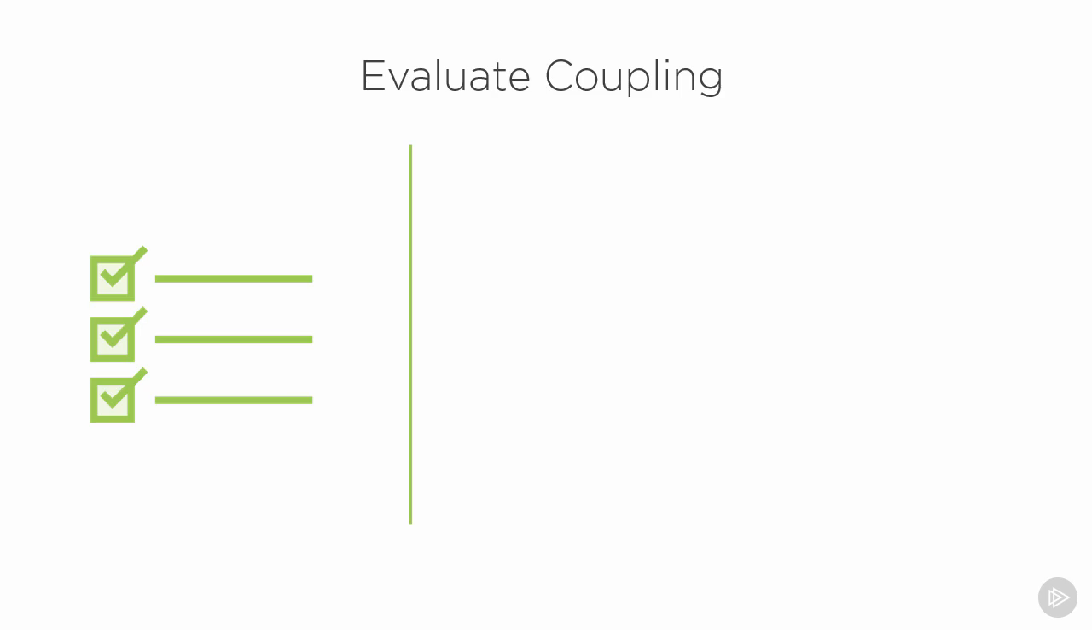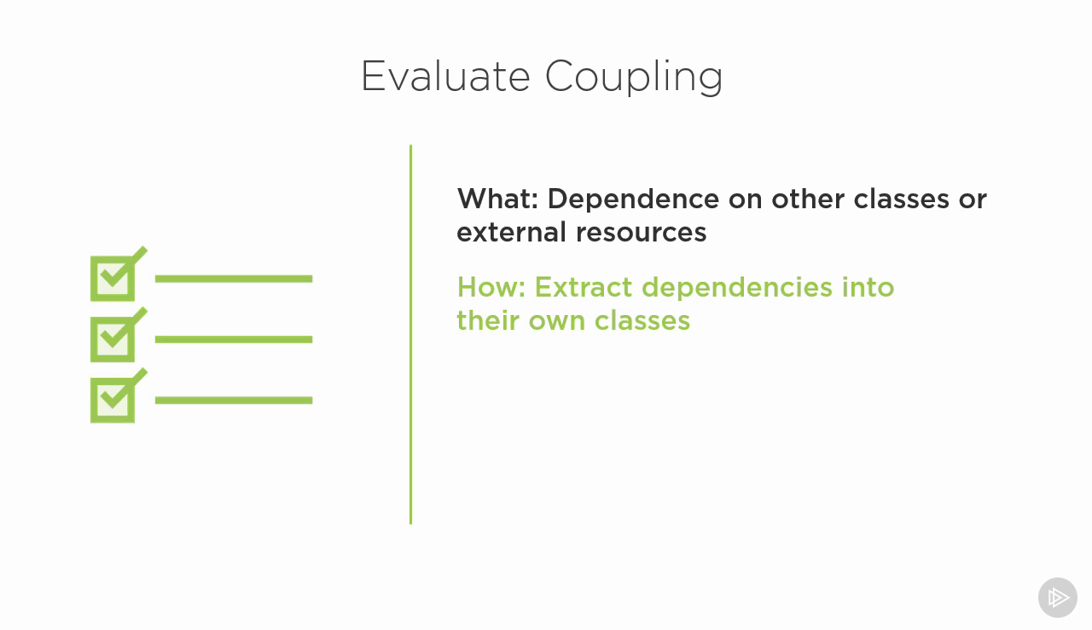After using the requirements to define an initial set of classes, evaluate them for coupling and cohesion. Recall that coupling is the degree to which classes are dependent upon other classes or external resources. To reduce coupling, extract dependencies into their own classes. Minimizing coupling makes an application easier to test and maintain because the dependencies are encapsulated.